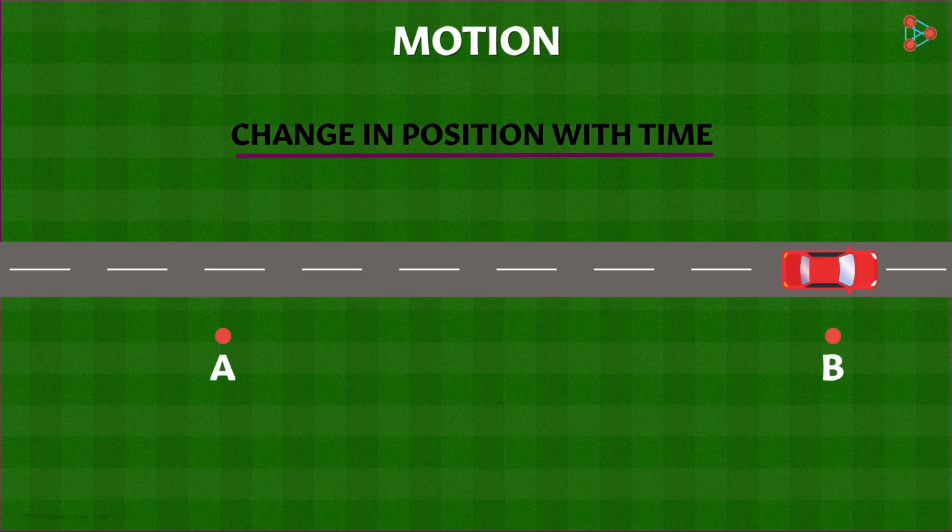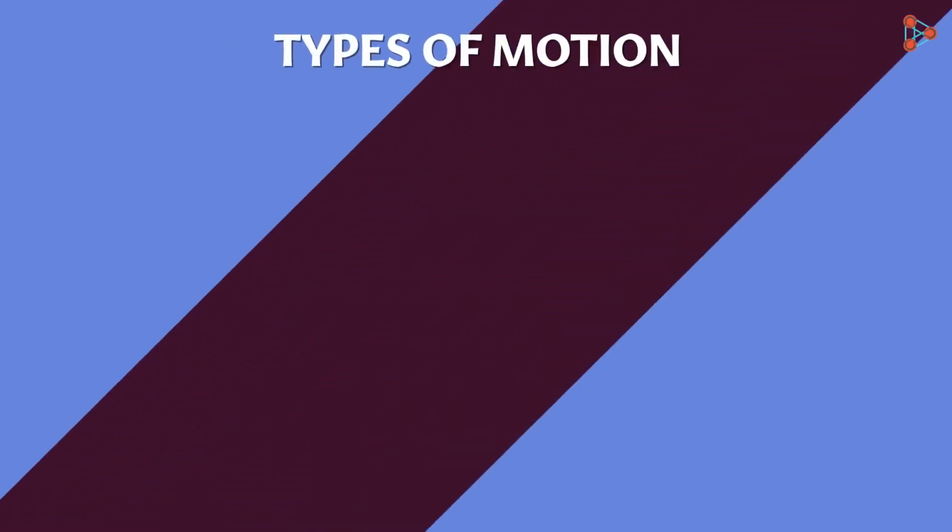The change in position of a body with time is what we call motion in simple words. Whenever there's a change in position of a body, we say it's either undergoing motion or has undergone motion. Let's discuss the different types of motion now.